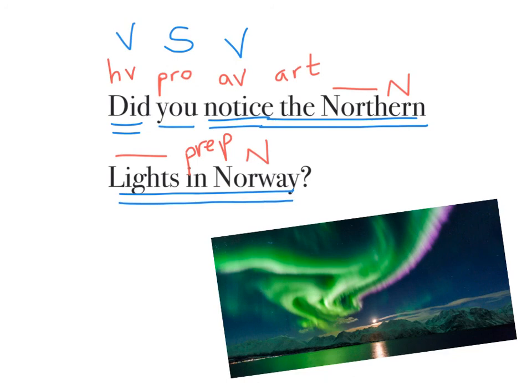So there's 3 sentences for you. Hopefully now you're feeling more comfortable with the idea of simple subjects, the noun or pronoun that tells you who or what the sentence is about, simple predicates, which are your verbs, complete subjects, which are simple subjects plus any modifiers they have, and complete predicates, which are simple predicates plus any modifiers they have.